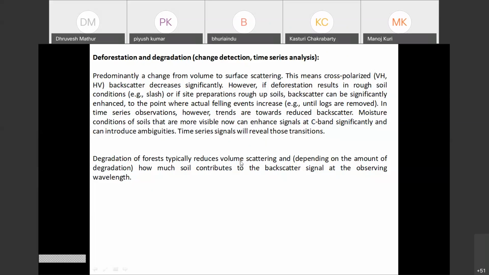The volume scattering is the vegetation component. When it is removed, we get backscatter from the soil beneath. So this information can give us an overview of the deforestation and degradation in a particular area by doing change detection and time series analysis.